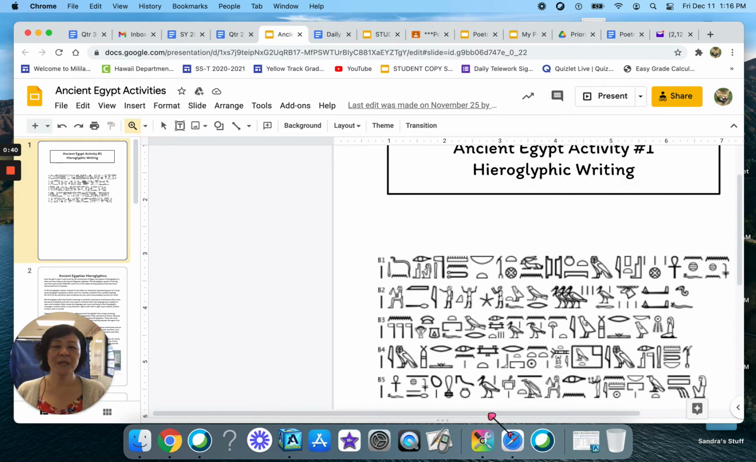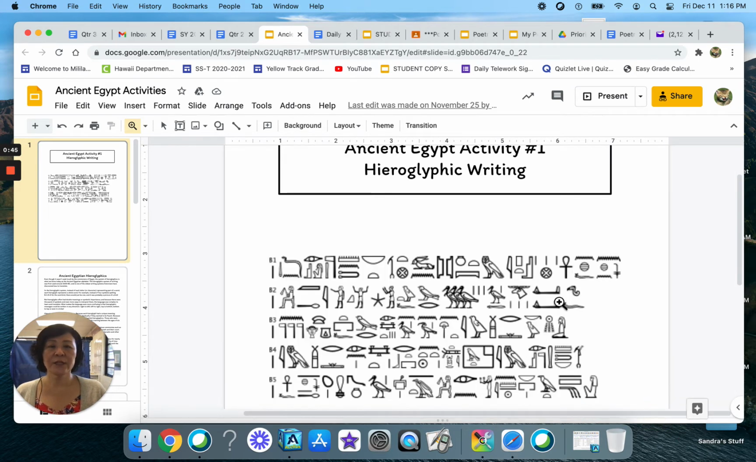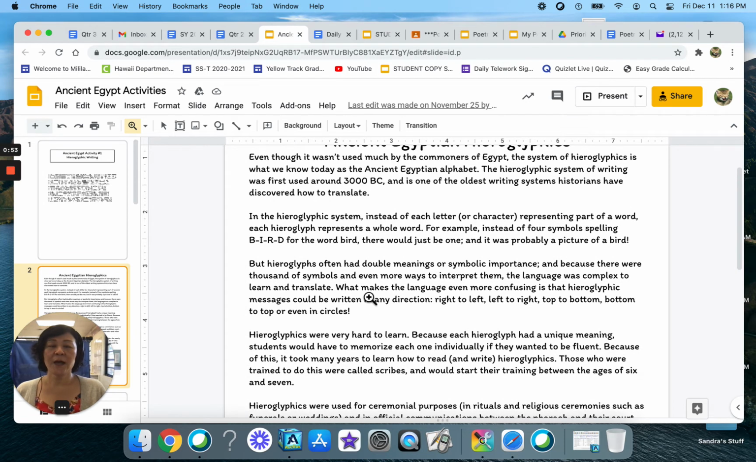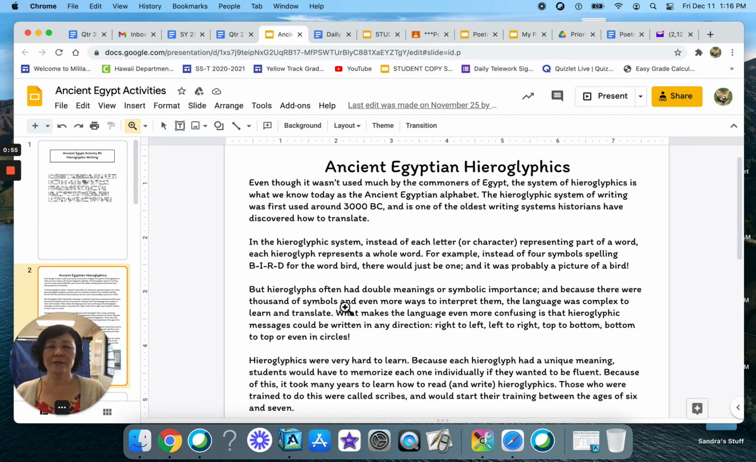Okay. So this is the cover, and basically it's just showing you some examples of hieroglyphic writing. Slide 2, there is information here, so I guess I'll read it to you. Ancient Egyptian hieroglyphics. Even though it wasn't used much by the commoners of Egypt, the system of hieroglyphics is what we know today as the ancient Egyptian alphabet.